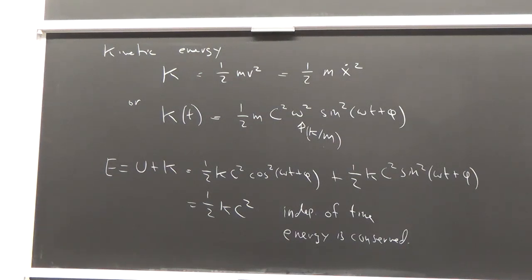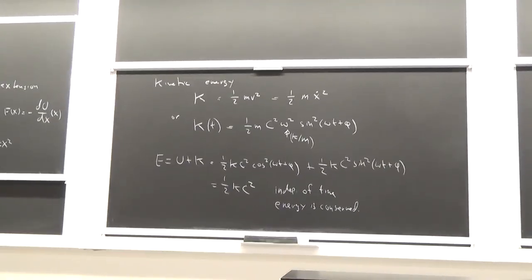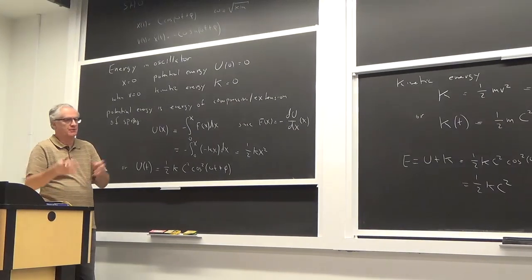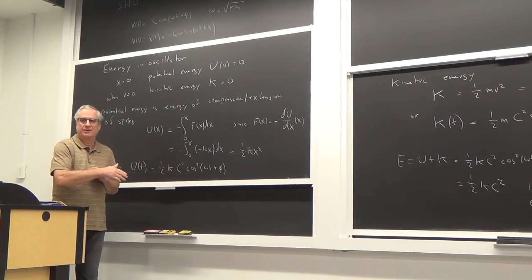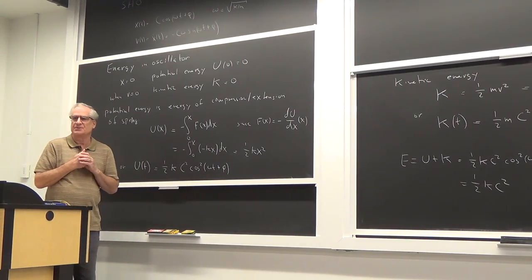In our analysis of the problem, we haven't put any place where energy can get lost. It's all either in the potential energy of the motion or the kinetic energy of the motion or some combination of the two. It sloshes back and forth between the potential energy and the kinetic energy, but it's always the same total.